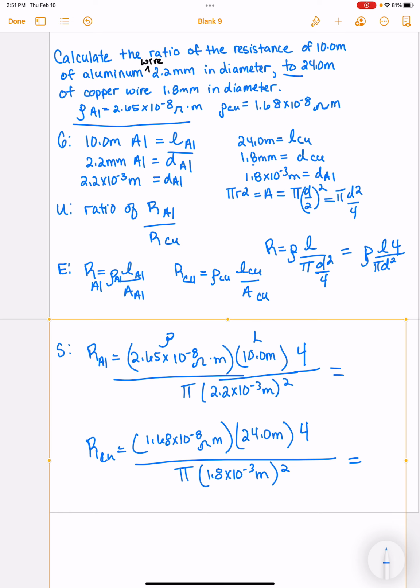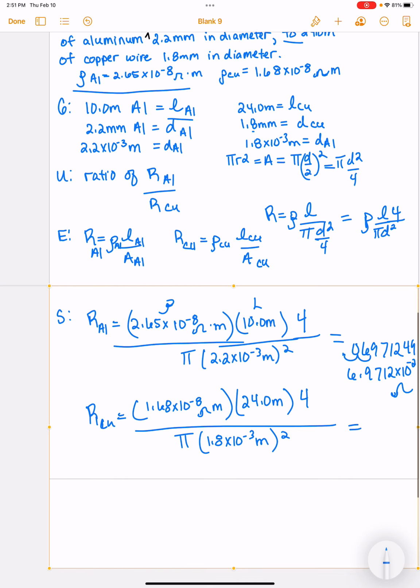Okay. So for the resistance for the aluminum, we have 0.069712. It goes on and on. 49. And that'll be ohms. So what we want here is 6.97 times 10 to the negative 2 ohms. Okay. And then now we'll go ahead and compute for the copper.